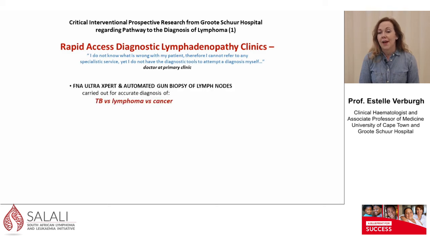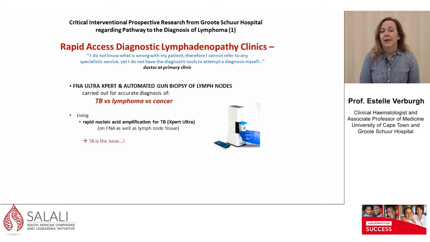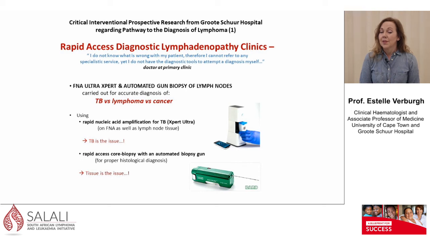So we are closing this gap by using FNA with Xpert Ultra and the automated gun biopsy. And then we get an accurate diagnosis of these 3 great health problems. In the first place, using this Xpert Ultra on the FNA as well as lymph node tissue, a quick point-of-care test, then we can get to the end of TB being the issue, and we can actually conclusively rule it in or out. If we use a point-of-care biopsy gun, then we also can get proper histological diagnosis. And sometimes that is necessary because tissue is the issue in certain lymphadenopathy cases.